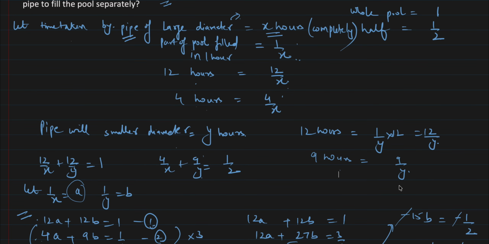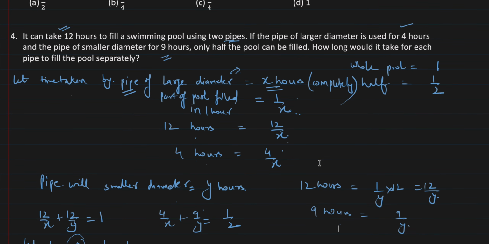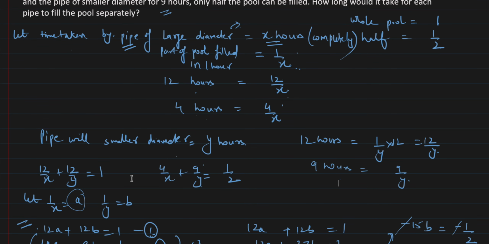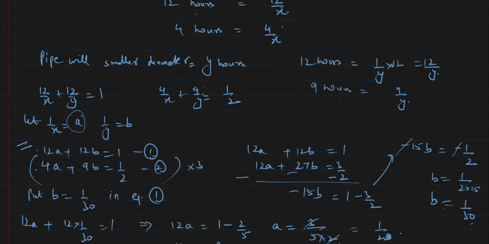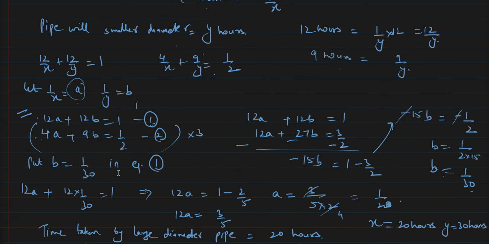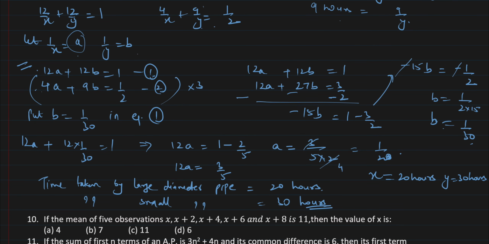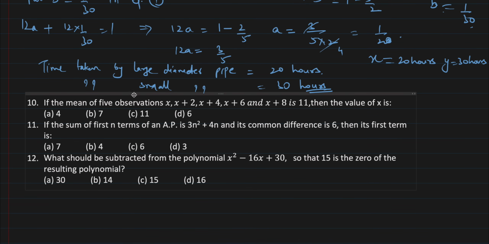And then based on the question, in 12 hours, when they both work together, they fill the full tank. So 12 by x plus 12 by y is 1. So we got one equation. Then 4 by x plus 9 by y is half of the pool filled. And then to solve these linear equations in two variables, 1 by x and 1 by y, we assumed them as a and b, and then solved the equations by the elimination method. And at the end, we got the answers as 20 hours and 30 hours. I hope it's clear, students. Please solve the question on your own after watching the video.